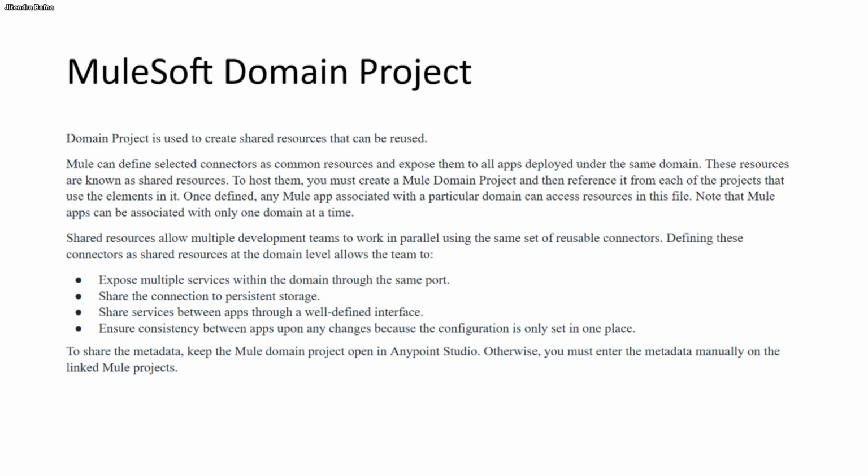You cannot update the rules in the load balancer. Better you create a domain project, create a connection with 8081 or 8082, whatever port you want, in the domain project, and share it with all the applications. So the applications can use the same connection, right? Which is defined in the domain project on port 8081.